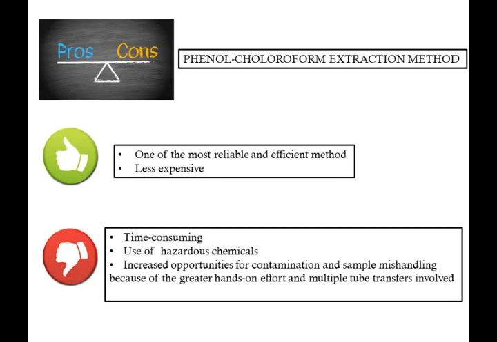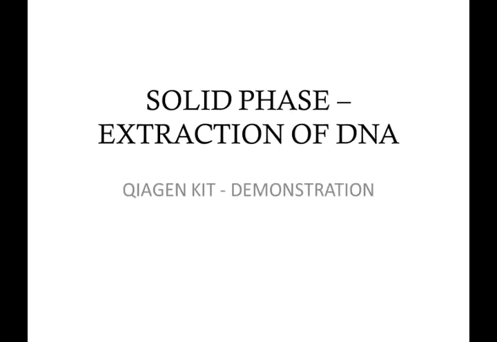Though phenol chloroform is one of the most reliable and less expensive methods, it has several disadvantages. It is time consuming. It takes 2 days to arrive at the final purified DNA. It uses hazardous chemicals. There are increased opportunities for contamination and sample mishandling because of the greater hands-on effort and multiple tube transfers involved. In the past decade, new extraction methods have been developed that use chemicals that are far less toxic than phenol. Now, let us see one such method that is widely used.